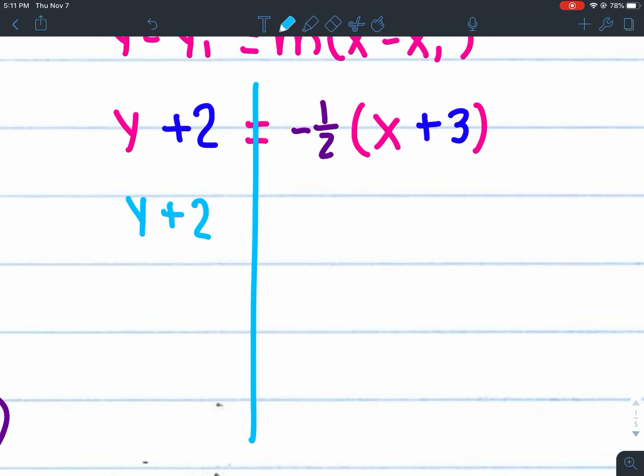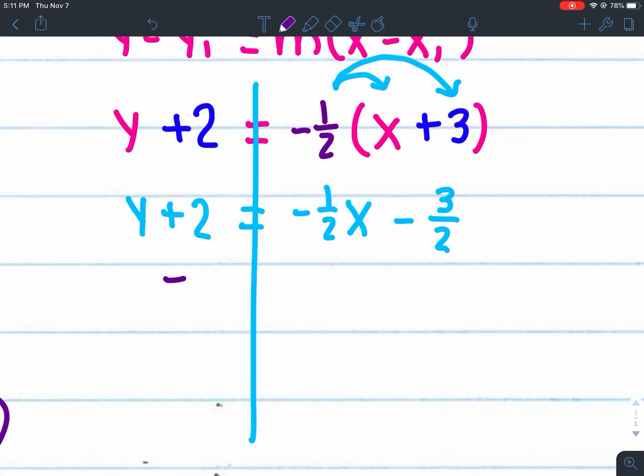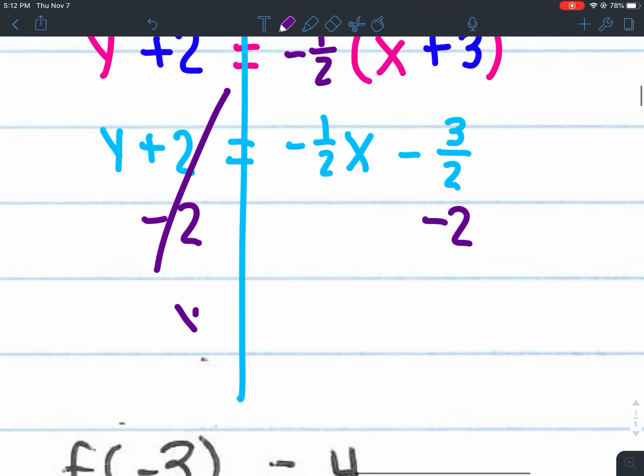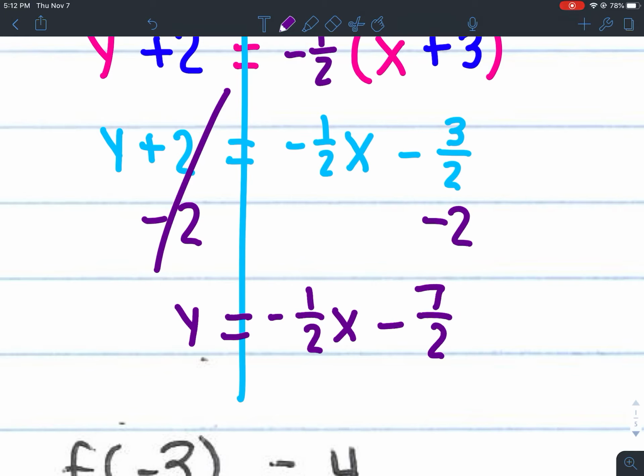That means that this left side is going to stay the same. So negative 1/2 times x is going to be negative 1/2 x. Then we have negative 1/2 times 3, which is going to give me negative 3 over 2. Okay. My next step here is I'm going to subtract 2 on both sides to try to get y by itself. And remember, you can only subtract like terms. y equals negative 1/2 x, and then negative 3 over 2 minus 2. We want that as a fraction. It's going to be negative 7 over 2.